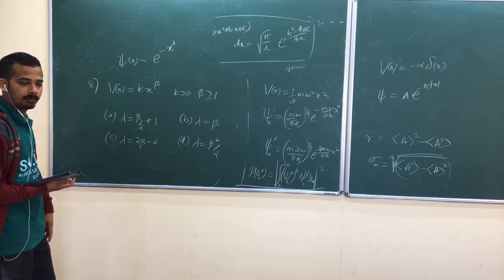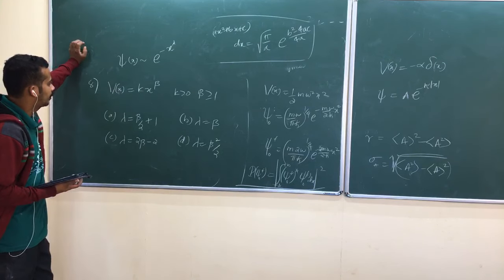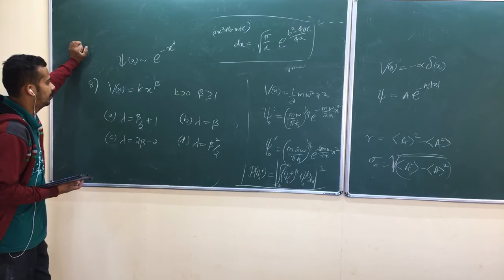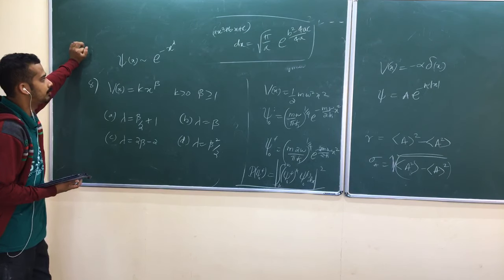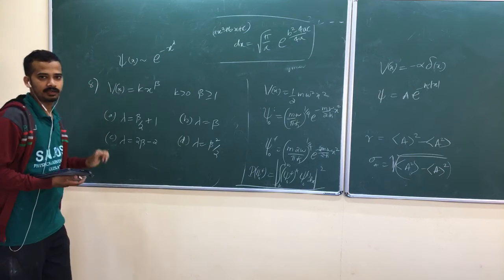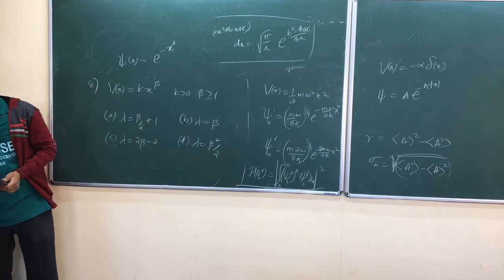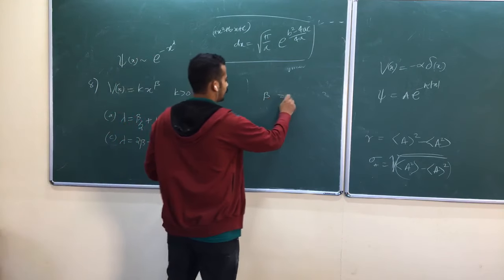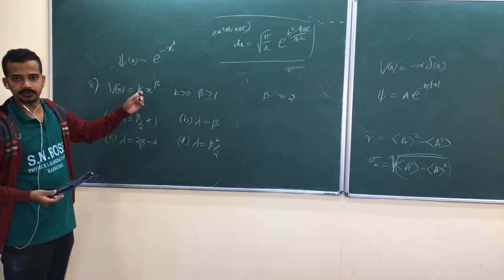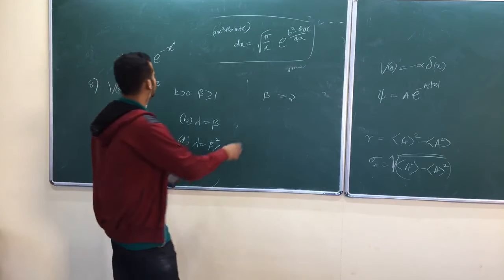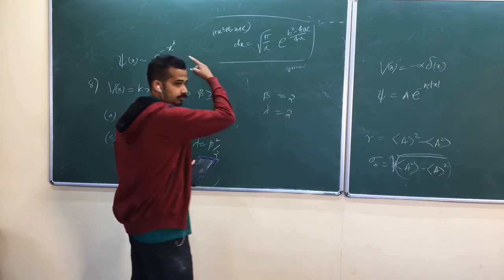Is that okay? But do you have any known problem? Yeah, you have two known problems. One is the hydrogen atom, the other one is the harmonic oscillator. Now, if beta is equal to 2, that becomes a harmonic potential. Then lambda is equal to 2, that should be Gaussian.